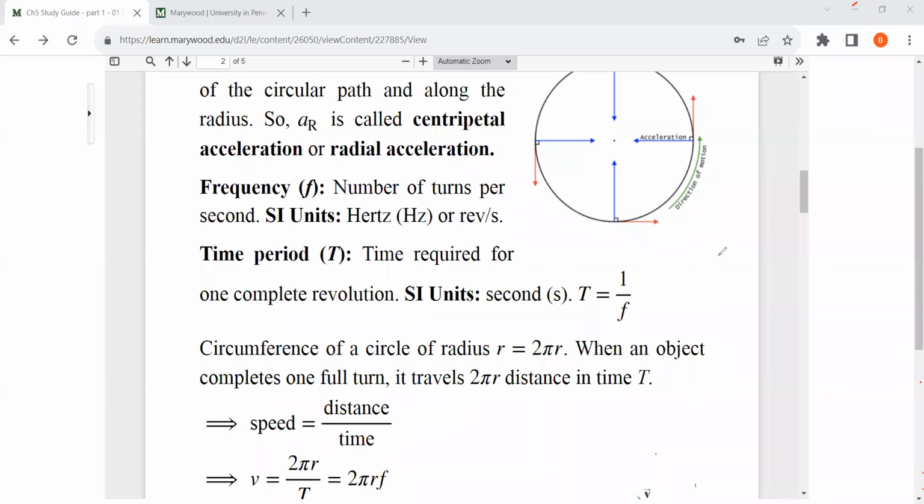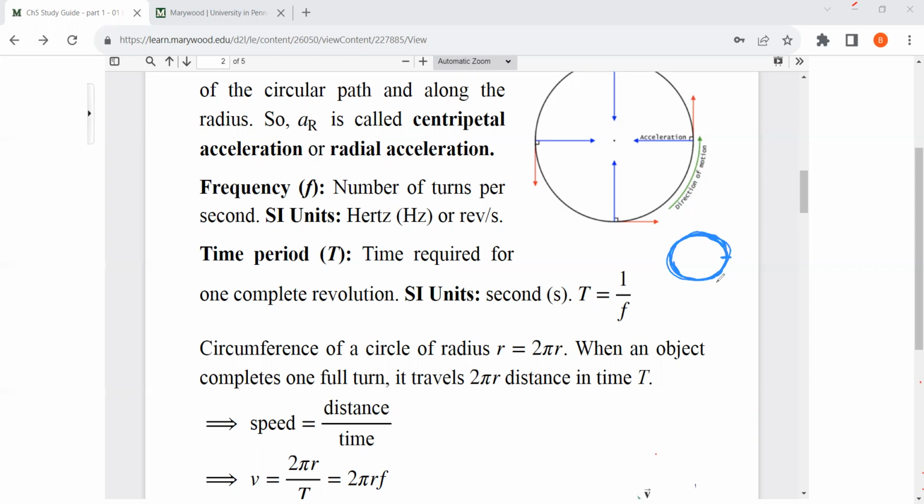Because in uniform circular motion, the object is moving in a circular path. Frequency means in 1 second how many times it travels, how many full turns it covers in 1 second. So if it travels 5 times, then the frequency is 5. If it travels 2000 times, for example, it will be 2000. So frequency means how many turns in 1 second.